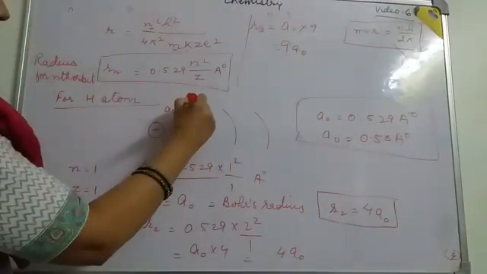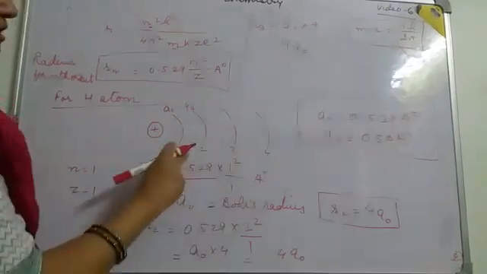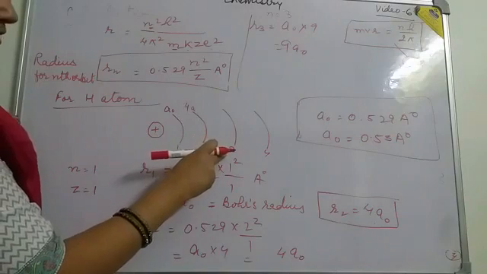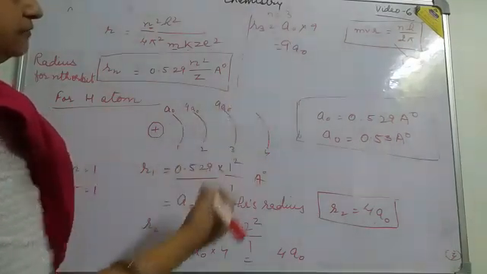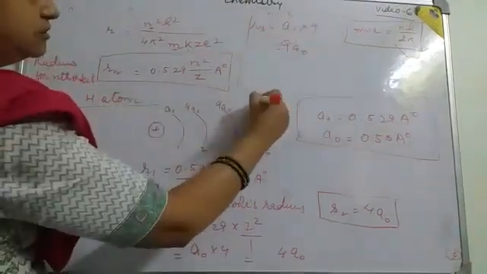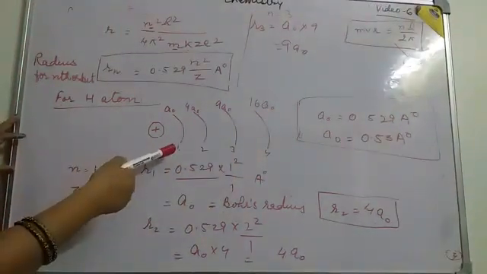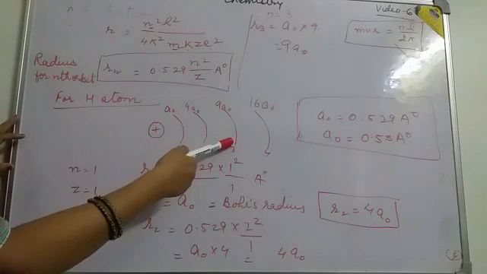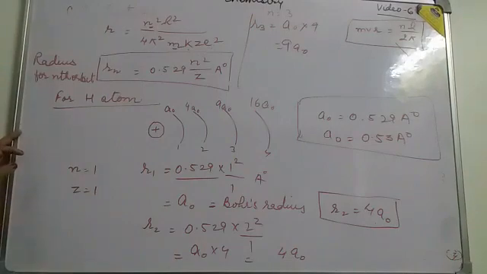This is the first, second, third, fourth orbit. The radius of the first orbit is a naught, the second orbit is 4 a naught, the third orbit is 9 a naught, and the fourth is 16 a naught. The distance between the first and second orbit is 3 a naught, between the second and third orbit is 5 a naught, and so on. The distances between the orbits are different.